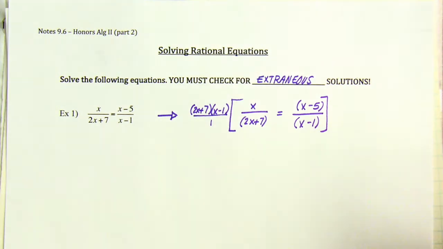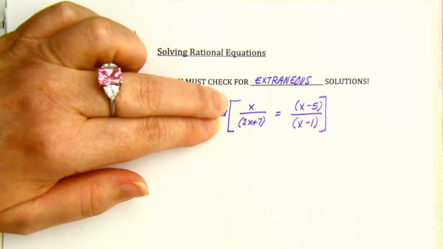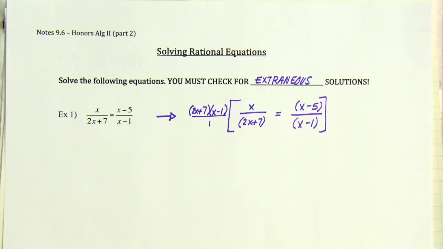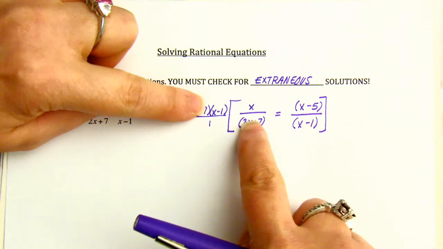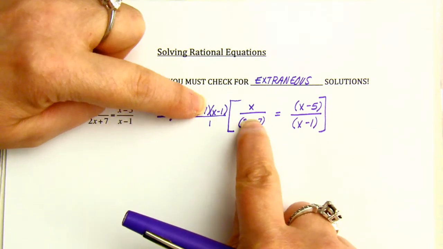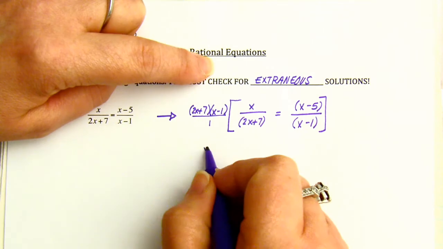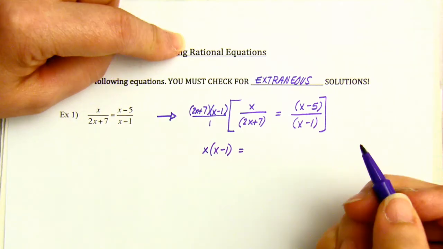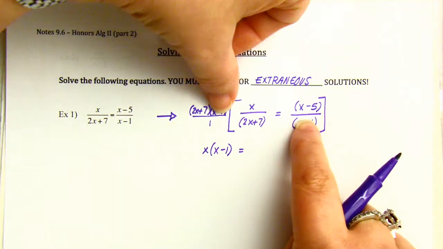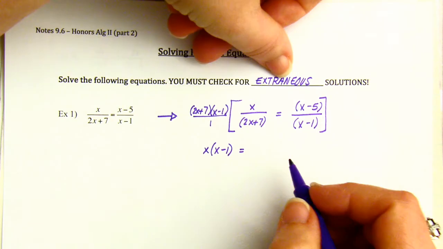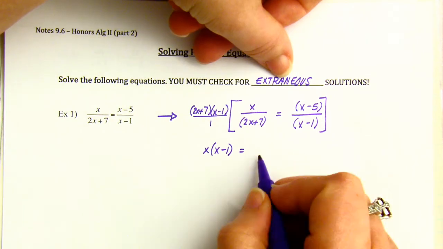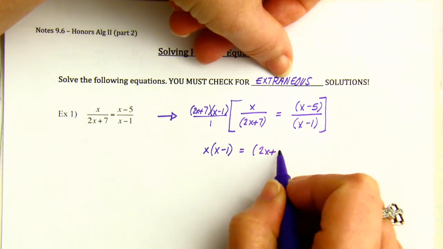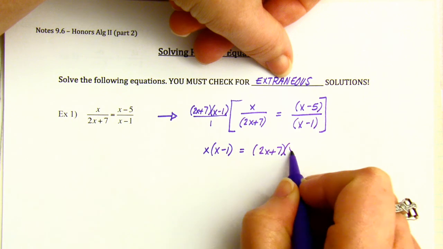Distribute. We only have two fractions this time. The first fraction on the outside multiplied with the first fraction on the inside. The 2x plus 7s are going to divide out, right? Leaving me with x times x minus 1. Equals. This time the x minus 1s will divide out, leaving me with quantity 2x plus 7 times quantity x minus 5.